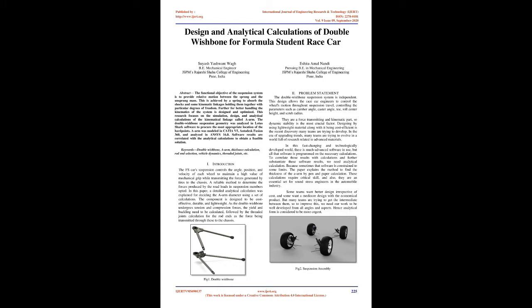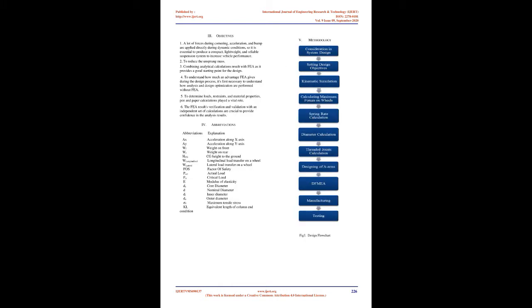This research focuses on the simulation, design, and analytical calculations of the kinematical linkage called ARM. The double wishbone suspension geometry was analyzed in Lotus Shark software to procure the most appropriate location of the hardpoints. ARM was modeled in CATIA V5, Autodesk Fusion 360, and analyzed in ANSYS 16.0. Software results are correlated with the analytical calculations to obtain a feasible solution. Keywords: double wishbone, ARM, thickness calculation, rod end selection, vehicle dynamics, threaded joints, etc.